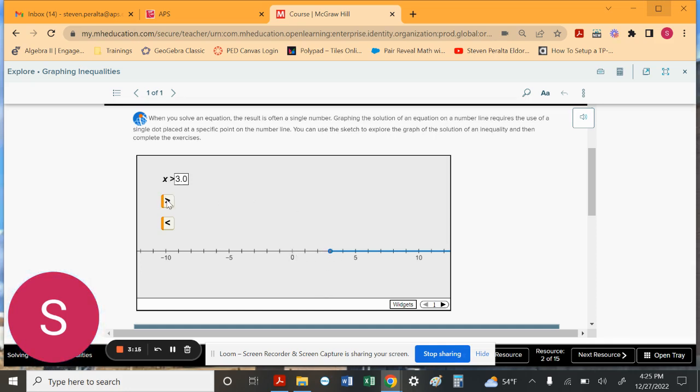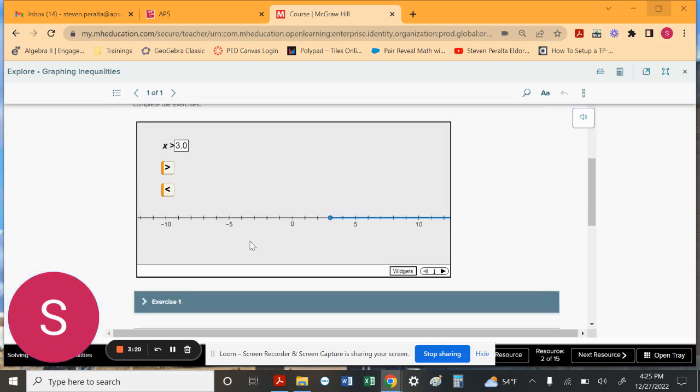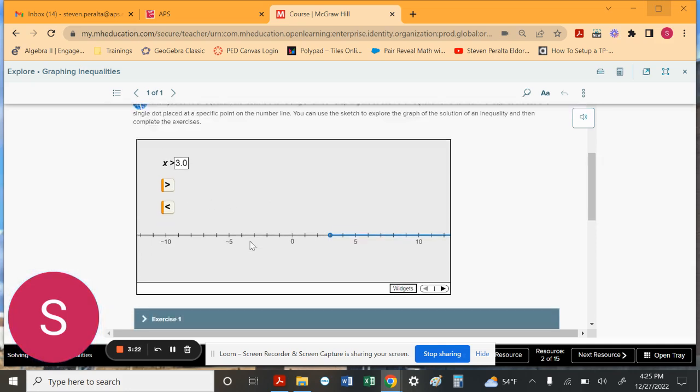So I'm not sure what these widgets show. I guess I didn't really do anything.